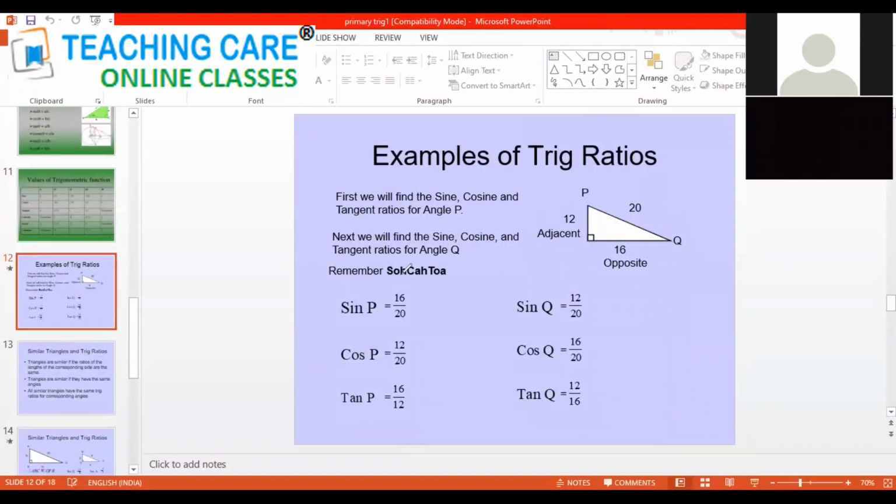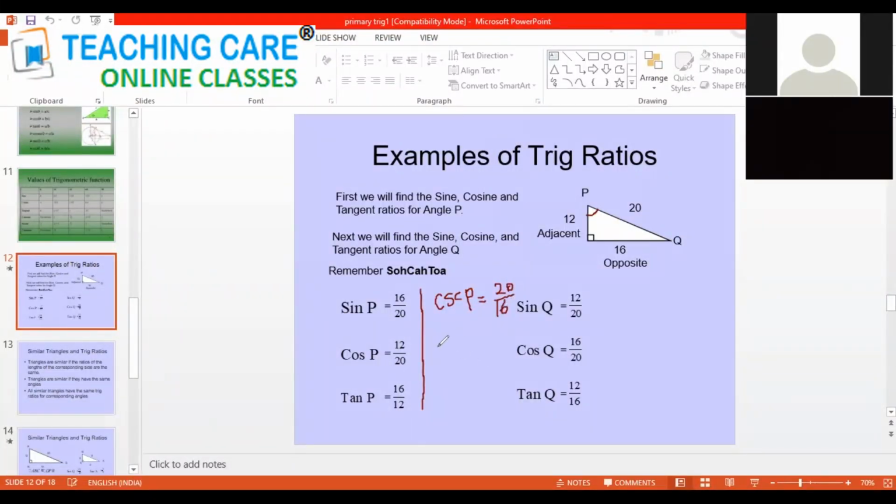So first, they have taken angle P. They are finding sine P. Sine P will be nothing but opposite side over hypotenuse, 16 over 20. Cosine of P will be nothing but, again, 12 over 20. Then tangent will be 16 over 12. Now, let me move on to the next. If I'm asking you to find cosecant, that's nothing but the reciprocal of this. So 20 over 16.